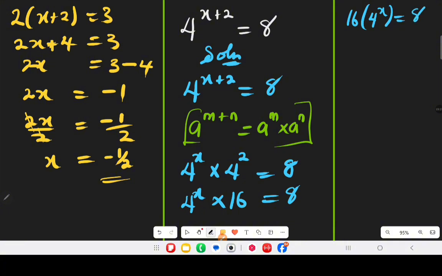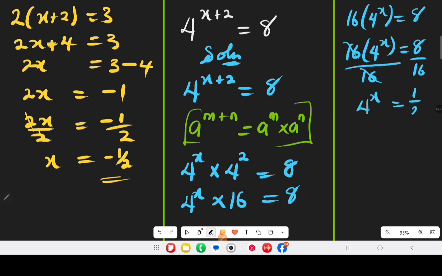Now we divide both sides by the coefficient of 4 raised to the power of x, which is 16. 16 into 4 raised to the power of x equal to 8 all over 16. 16 will cancel 16, left with 4 raised to the power of x equal to 1 over 2. Now we have this, we change everything to base 2. 4 we change to 2 raised to the power of 2x equal to 1 over 2.